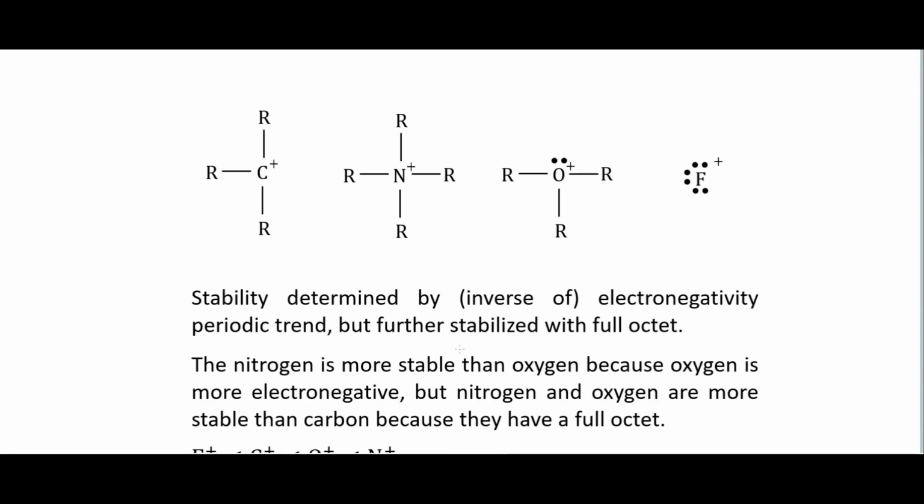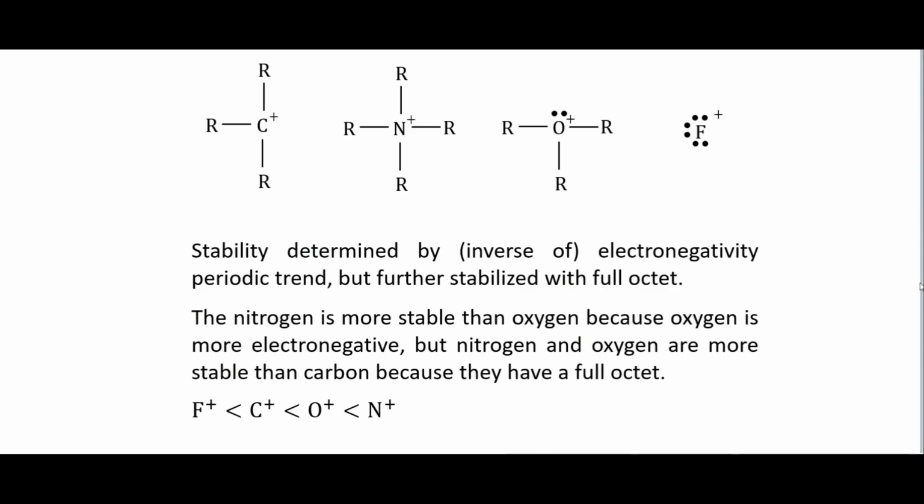All right, then when we get to the positive charges though, so now we are just sort of going in the inverse electronegativity periodic trend, but what further stabilizes it will be a full octet. And so that's why you actually see, so the fluorine is going to be the least stable, the carbon is the next least stable, and then you'd think, well, oxygen and nitrogen are more electronegative, and so those must be even less stable than like the carbon, but in fact they are more stable than the carbon. And the reason for that is because they have these full octets.